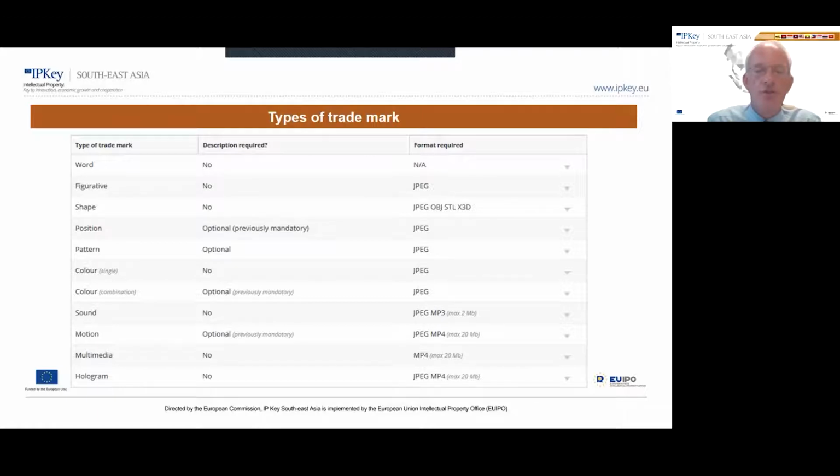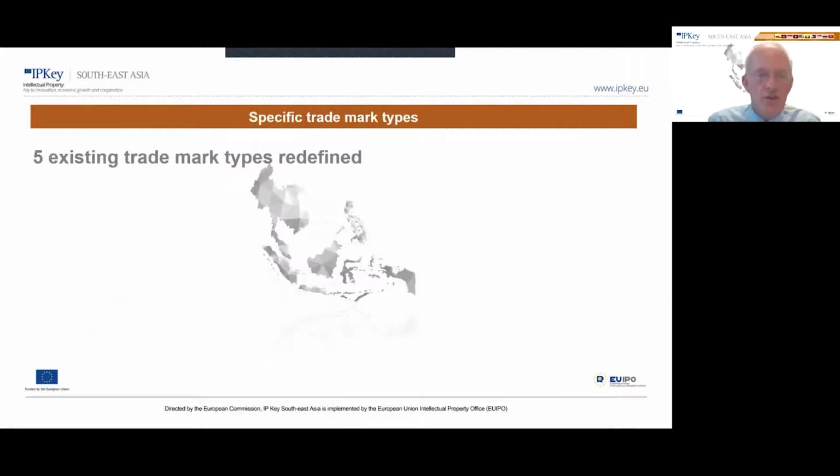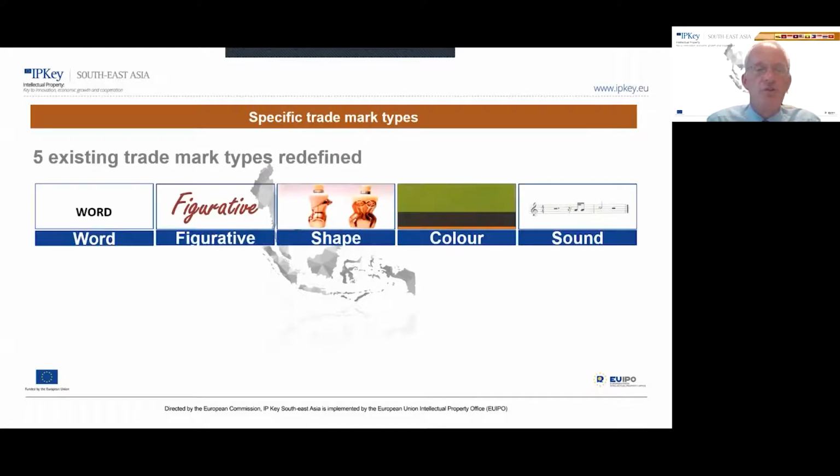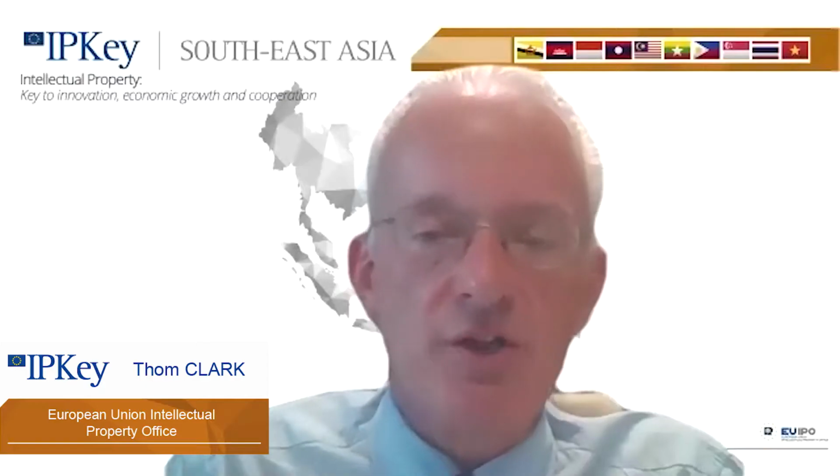However, 4 of these, namely sound, motion, multimedia, and holograms, can now be filed in an easier and more accurate manner by using electronic means. So the 5 existing types of mark were word, figurative, shape, and color. And in Article 3, we also have a clear definition of these categories, and it lays down specific representation requirements for them. This basically means that we have 2 objectives.